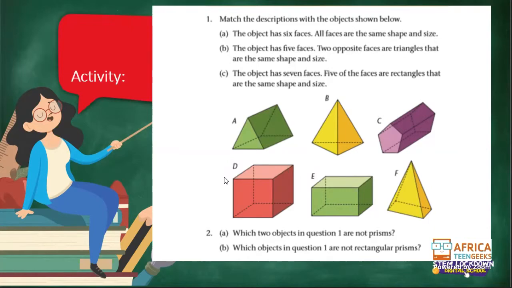A, C, and D. All right, can we have anyone else answering the question? A, C, and D. Some are saying B, C, F. Some are saying C, A, F. A, C, D. Okay, A, C, and D.